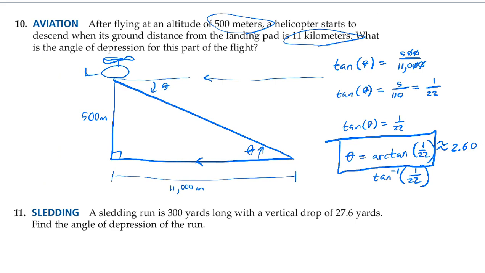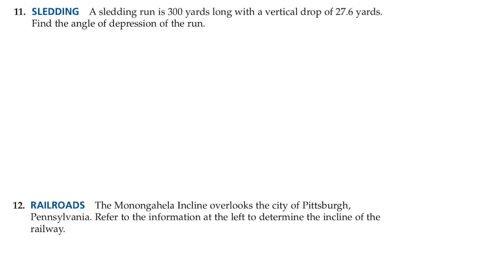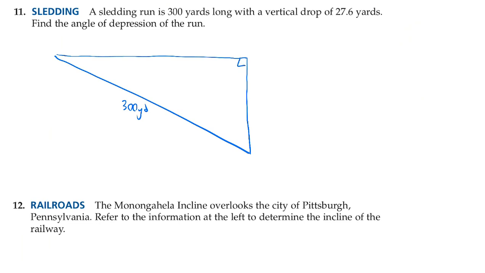2.60 degrees. All right, so a sledding run is 300 yards long with a vertical drop. So I'm guessing the long means this way. So you ride down 300 yards along this slope with a vertical drop. So you're dropping vertically from the original horizontal height a total of 27.6 yards. And the units are the same, yards and yards. Find the angle of depression of the run.